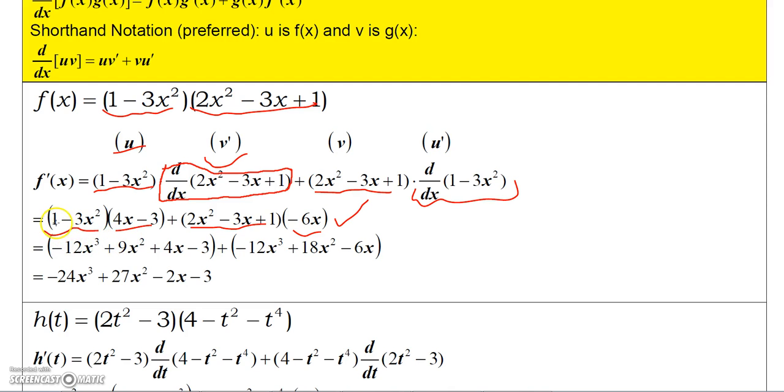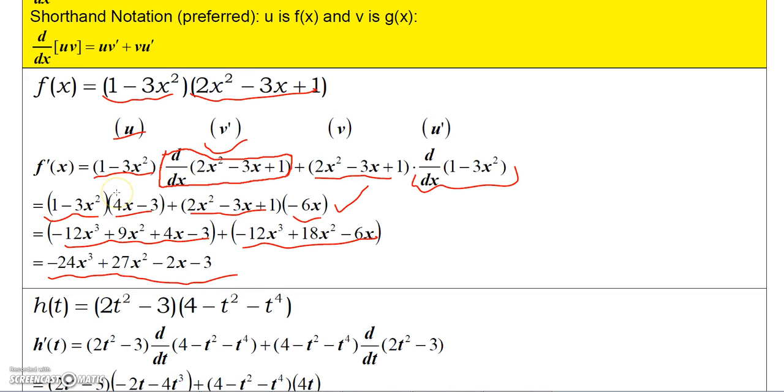So what I did is I used the FOIL method and multiplied these two binomials together, and I got this polynomial. And then here I distributed the minus 6x through here, and I got this polynomial. And then I just combined the like terms here to get my final answer here, which is minus 24x cubed plus 27x squared minus 2x minus 3.